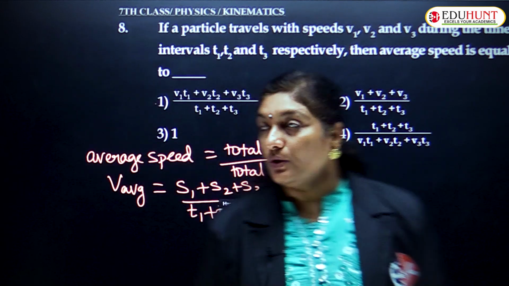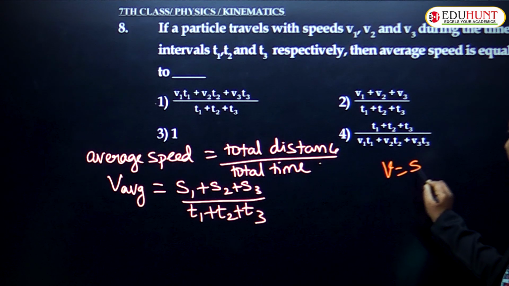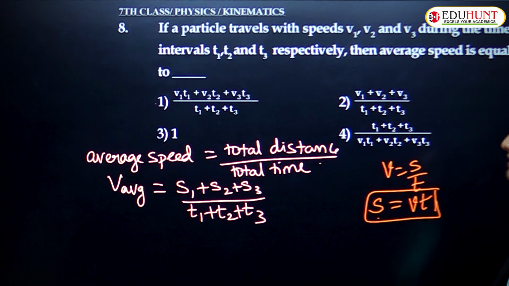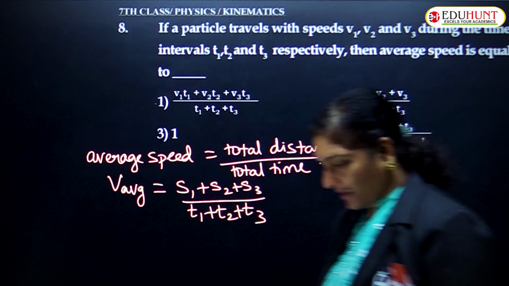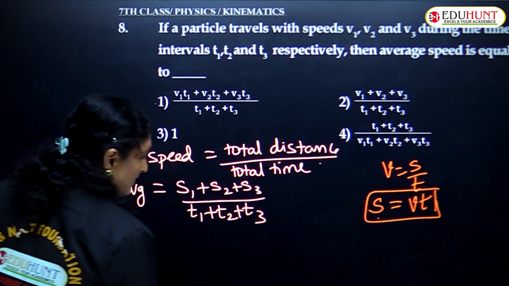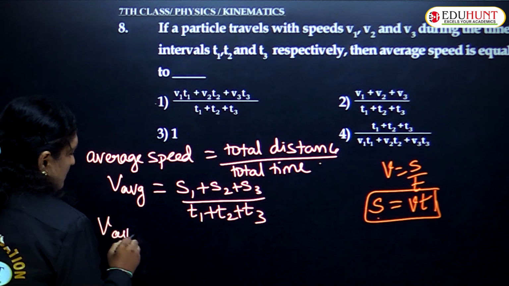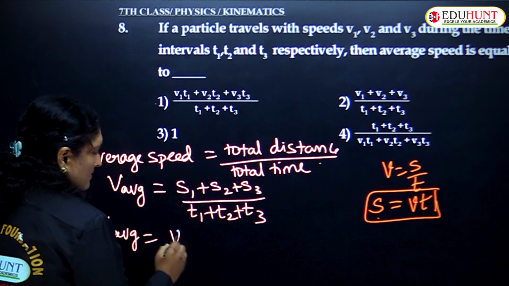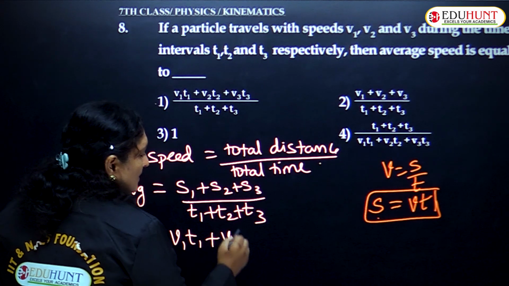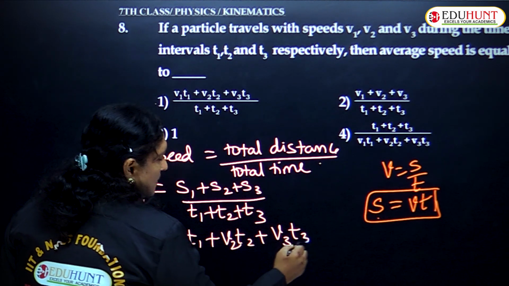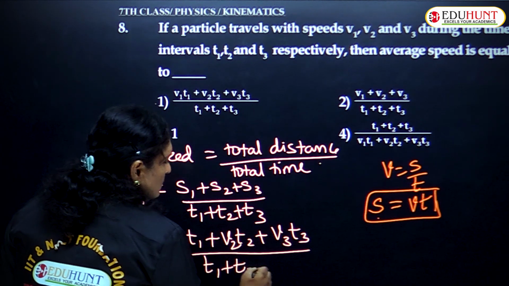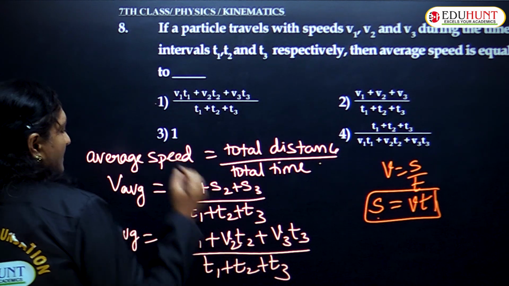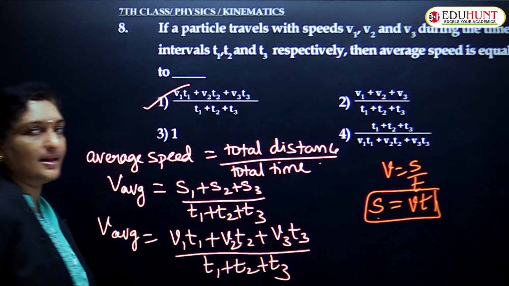But children, as we know, speed is equal to distance by time. So, if you want distance, S can be written as speed into time. Wherever you find S, you can replace it with V into T. Hence, the value of S1 will be replaced with V1 T1, plus S2 means V2 T2, S3 means V3 T3, whole upon T1 plus T2 plus T3. So, V1 T1 plus V2 T2 plus V3 T3 upon T1 plus T2 plus T3. Here goes your right answer, first option. Okay, children.